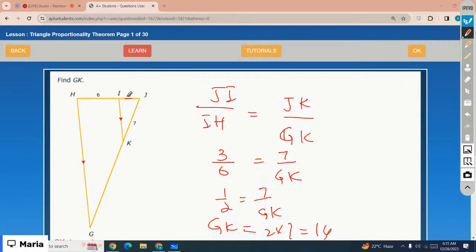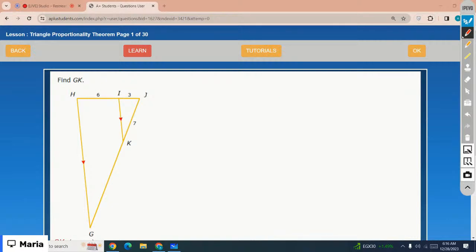Otherwise, if you see here, this is 3, this is 6. 3 times 2 is 6, right? So if this is 7, this one is then 7 times 2, and that would be 14. Got it? So the correct option is 14.